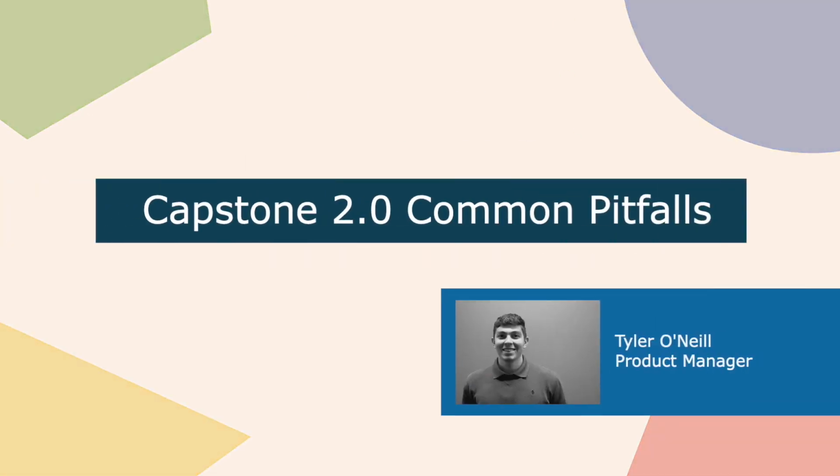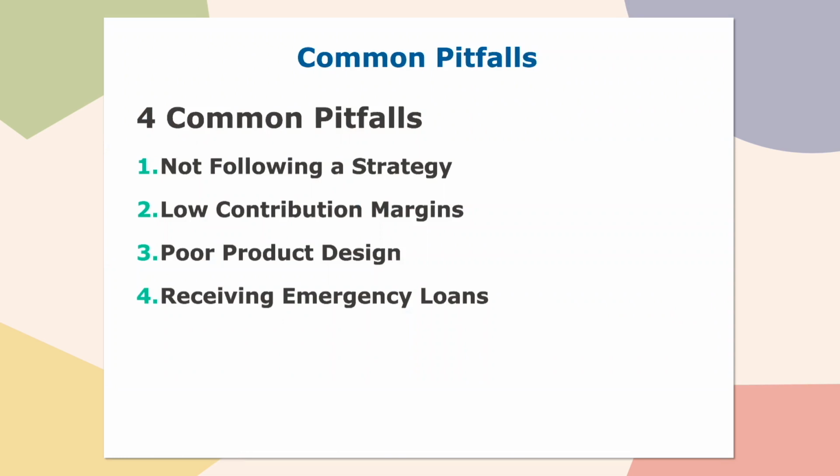Hello, everyone. Today, we will be discussing the 4 common pitfalls, or in other words, the 4 most common obstacles participants experience within Capstone 2.0. These include not following a strategy, low contribution margins, poor product design, and receiving emergency loans.